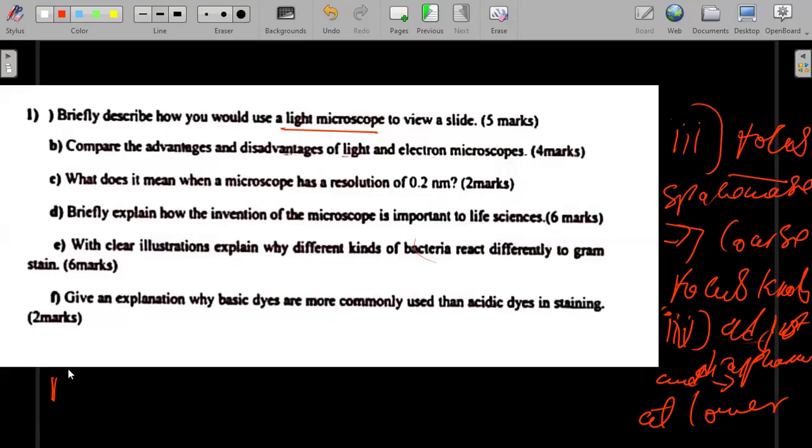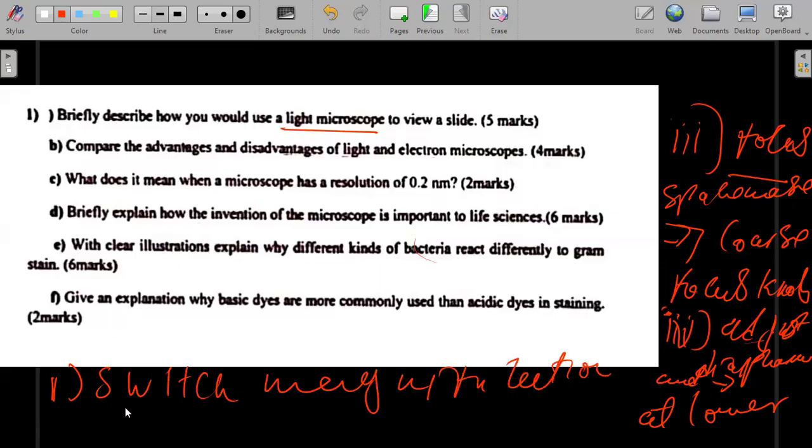The final step, you switch the magnification to high power. So these are some of the steps you are going to take when viewing your slide using a light microscope. That was part A, so you get your 5 marks there. Let's go to part B.